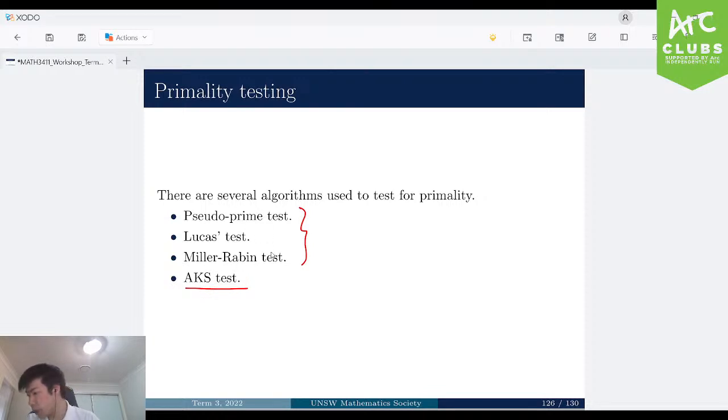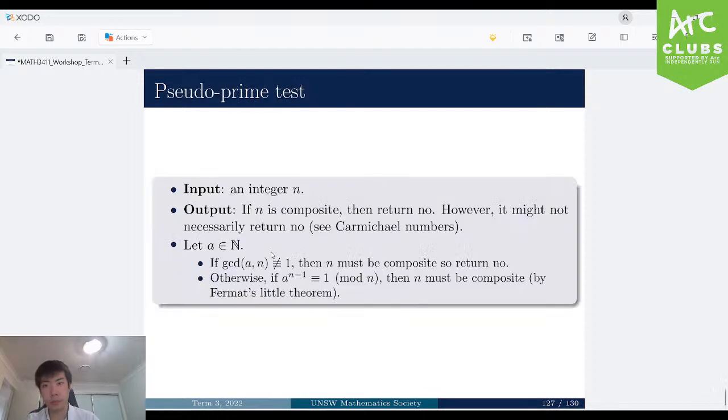So the pseudoprime tests are essentially just algorithms. You don't really need to know the theory behind them. If you know how to use the algorithm, it's good enough. You put in some integer n, and if n is composite, then return no. Obviously, if n is composite, then it's not going to be a prime number. However, it might not necessarily return no.